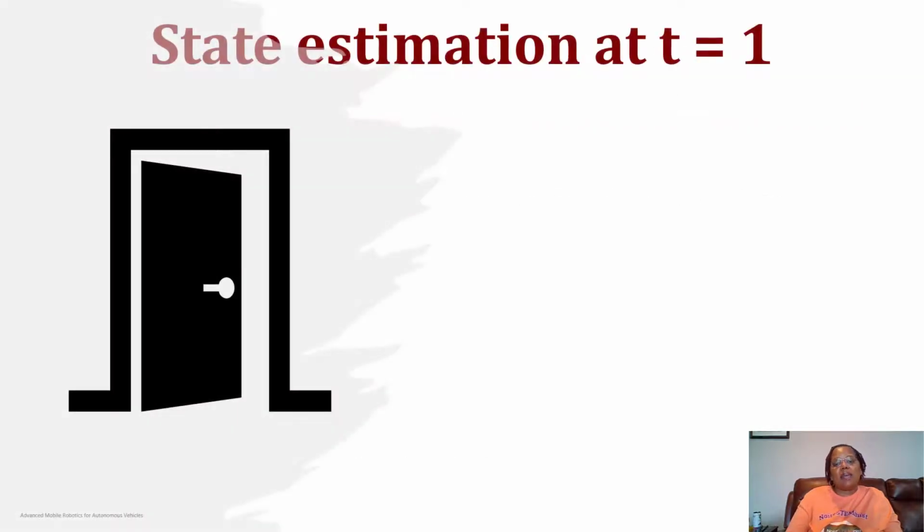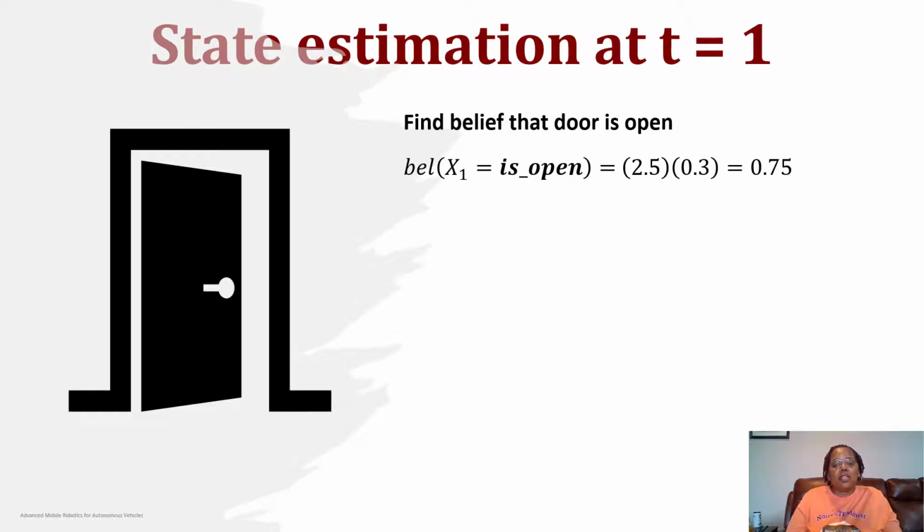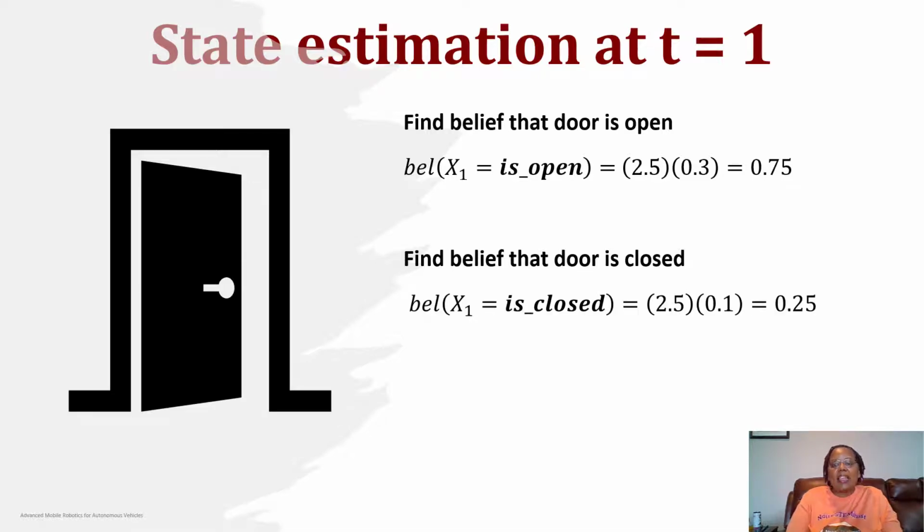So the state estimation at t equals 1: find the belief that the door is open. We now know that that's going to be 2.5 times the 0.3 that we had before. So there's a 0.75 belief that the door is open. And that the door is closed is 2.5 times 0.1. So there's a 0.25 belief that the door is closed.